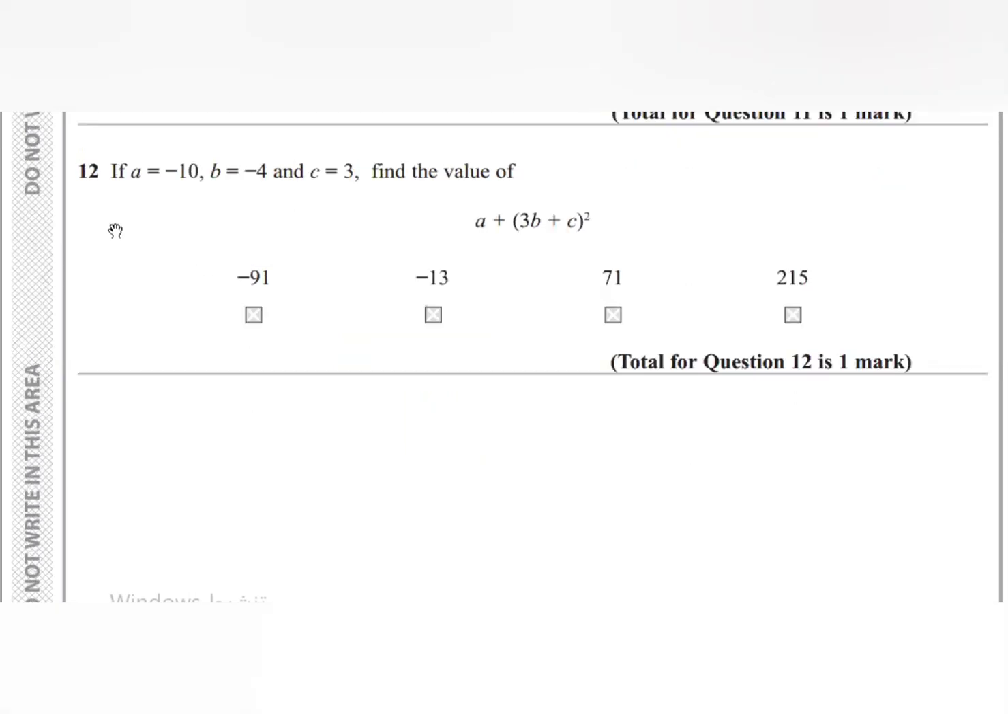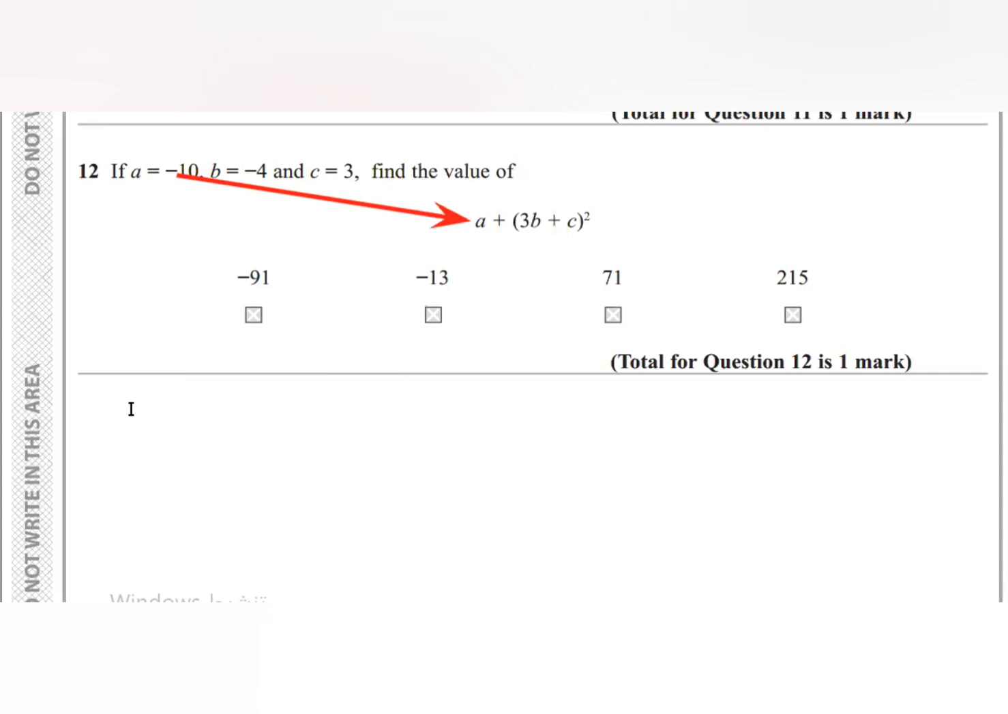Question 12. If A equals -10, B equals -4, and C equals 3, find the value of this expression. Now, in this expression, we have the values of each variable, so we're going to substitute it instead of the variable itself. So here A is -10, we're going to put -10 instead of the A. Same idea with B and C. Now let's do it together.